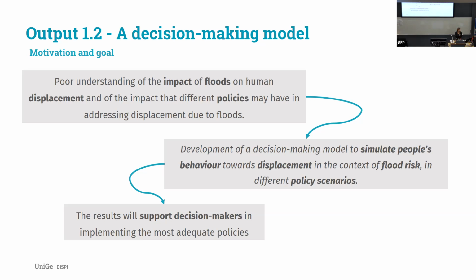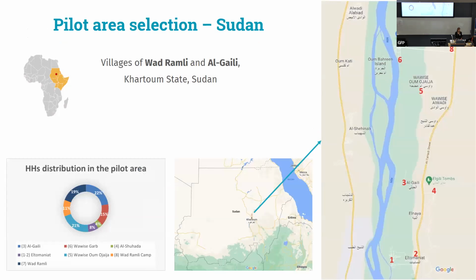And the result of this analysis will support decision makers in the region to understand what can be the most adequate and the most efficient policies to address the problem. One of the first issues we needed to take into account was the selection of a pilot area. As I mentioned before, a probabilistic model was more at the national and subnational level. Now we are going deeper and we are trying to understand the interactions, the perceptions, the cultural elements in a specific area of the IGAD region.